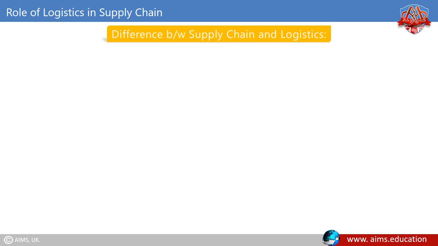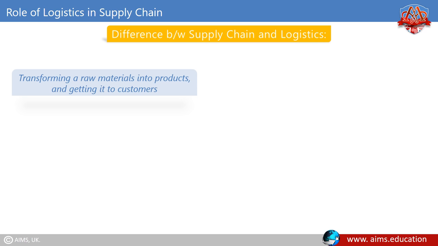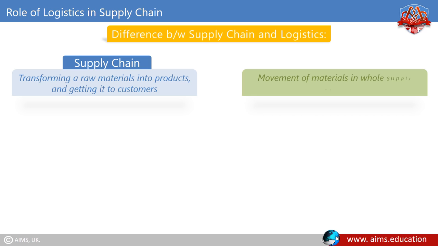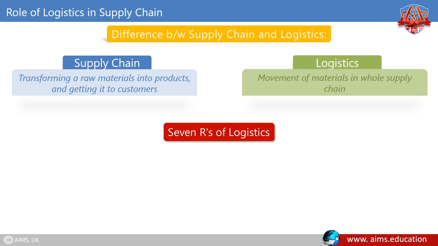Difference between supply chain and logistics. Transforming a raw material into products and getting it to customers is supply chain, whereas movement of materials in the supply chain is logistics. The 7 R's of logistics.